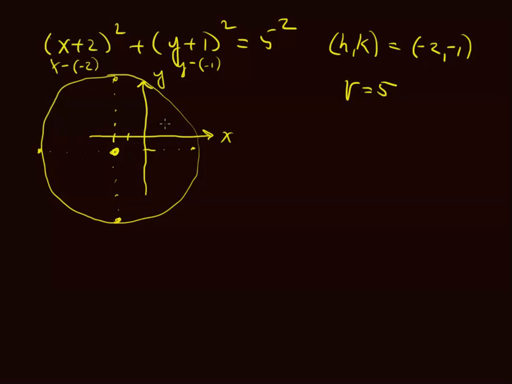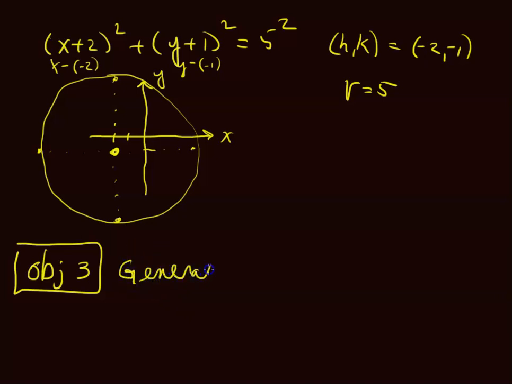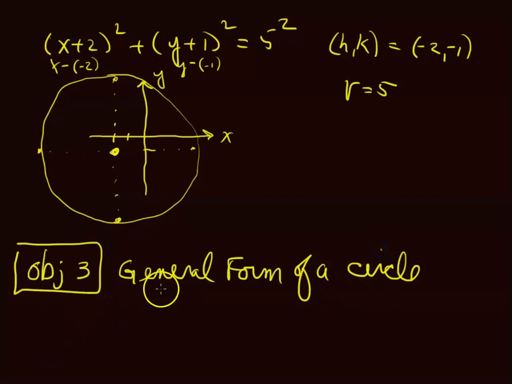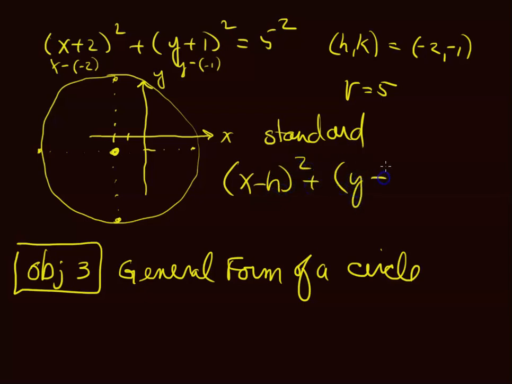So, what is objective 3? The general form of a circle. Now, you might say, hold it, didn't we just do that? No. The standard form of a circle is x minus h squared plus y minus k squared equals r squared.